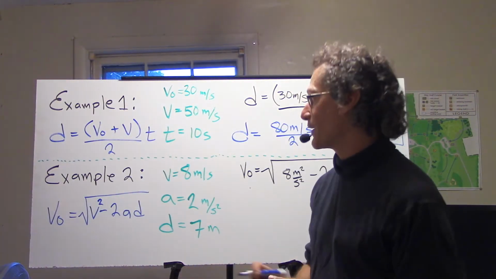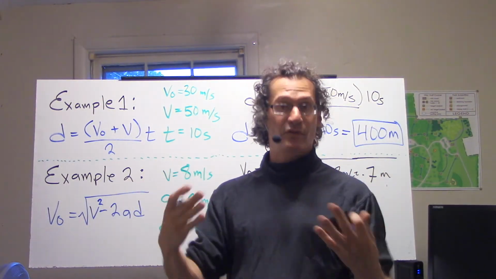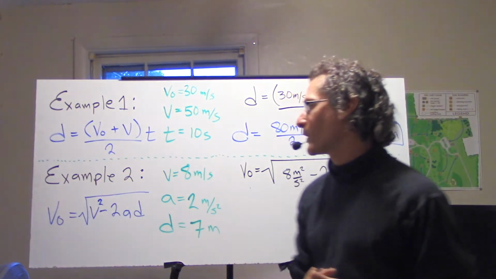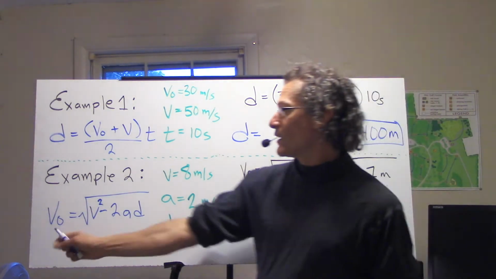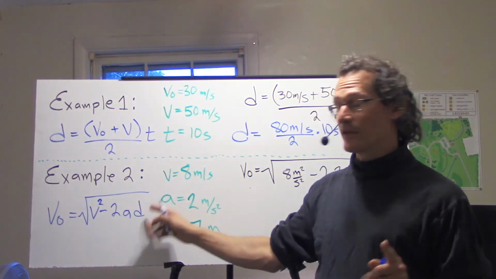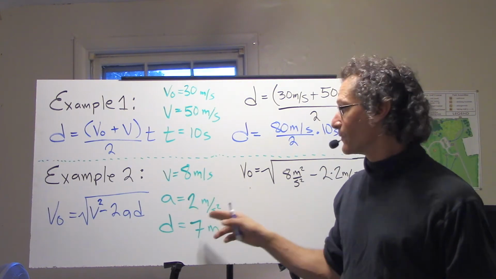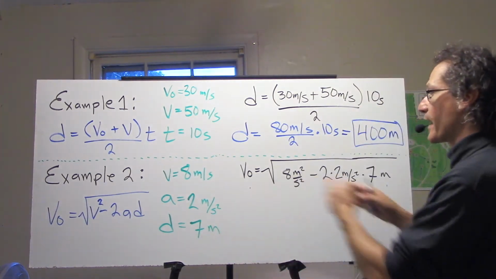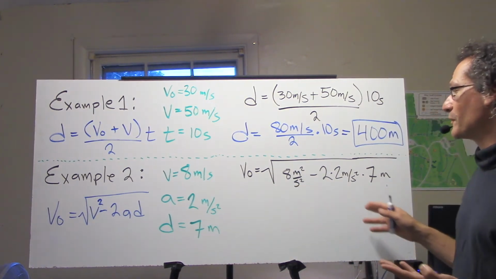Now, the next one's a little more complex. Example 2 is this equation over here, another legit physics equation of motion that we'll be getting to in about 3 weeks or so, a little bit after this one, because it involves something called acceleration, which is the change in speed or velocity, or even direction. v naught equals the square root of v squared minus 2ad. So we have v equals 8 meters per second, a equals 2 meters per second squared, and d is 7 meters.